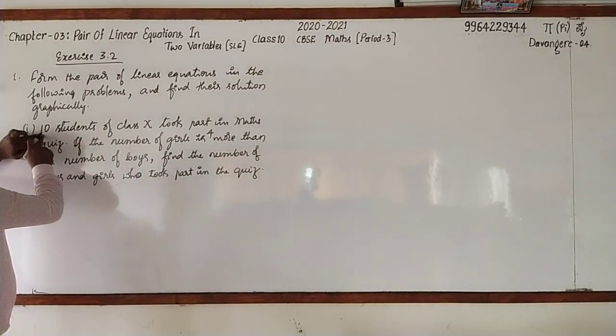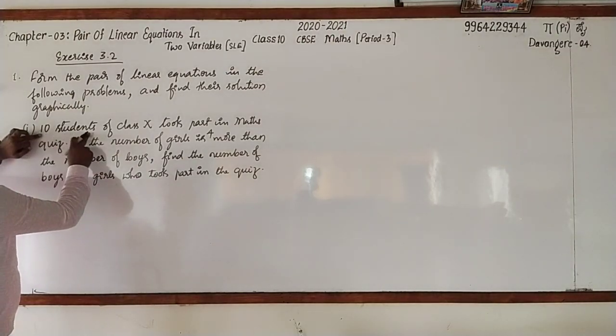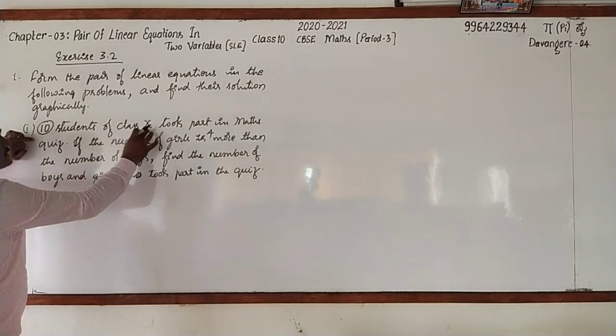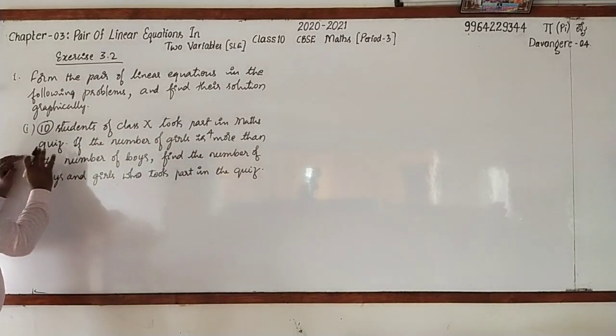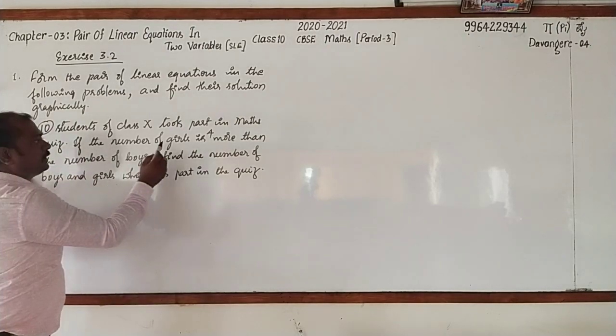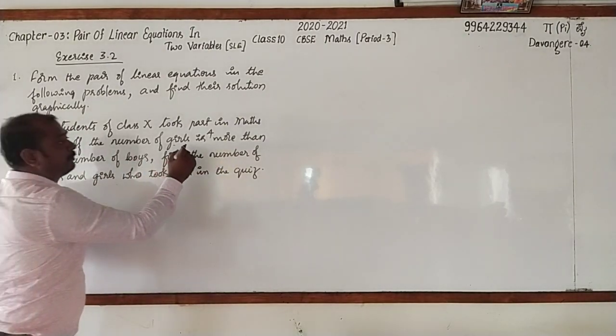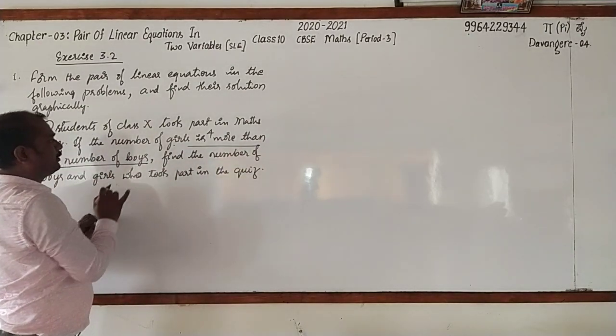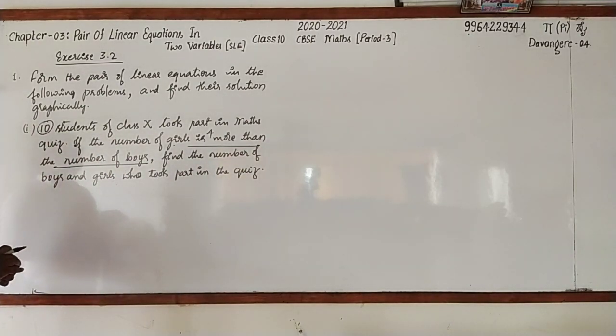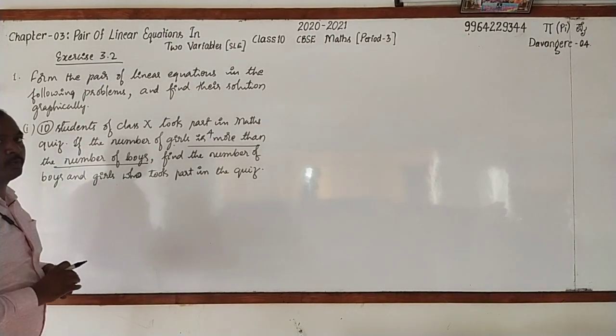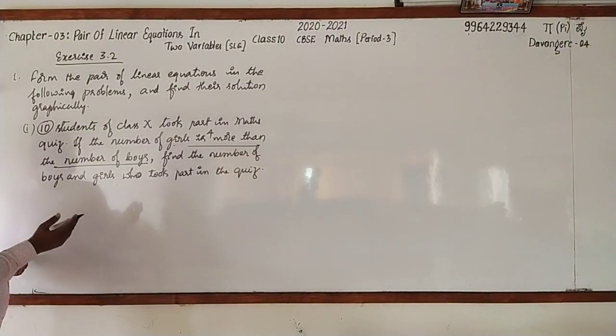Here, first one, go through this. 10 students of class 10 took part in a maths quiz. If the number of girls is 4 more than the number of boys, this statement is very important. Find the number of boys and girls who took part in the quiz. Right? Very simple it is. Here we do not know the particular number of boys and girls.